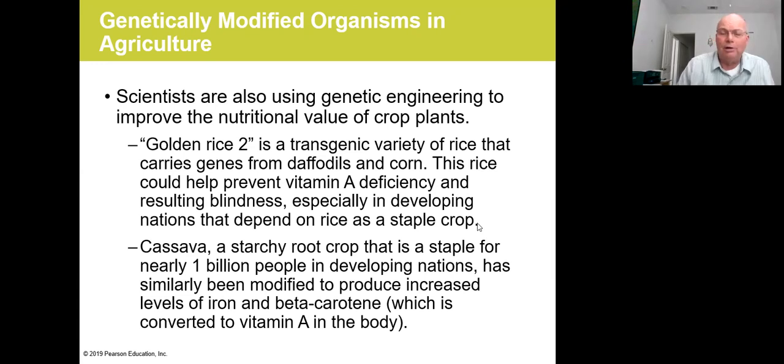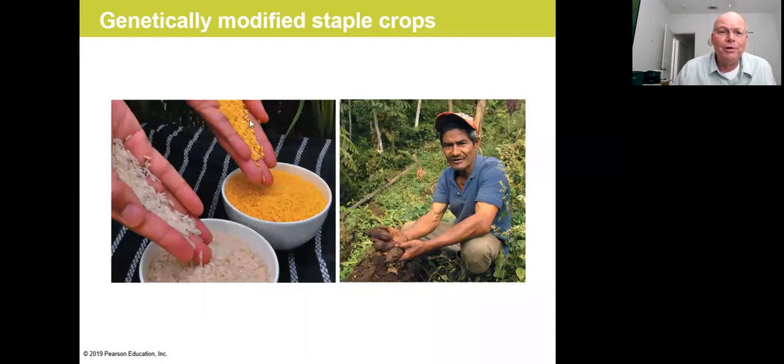Then another example, and I'll show you a picture of these two, is what is referred to as golden rice. And you can see the golden rice. Here's normal rice, here's golden rice. You can see why it's called golden rice. And then sweet potatoes. Now, you know that sweet potatoes are a natural orange-yellow color. That's because they contain a substance called carotene. Now, carotenes, and particularly beta-carotene, are important because they are the source of vitamin A. It's a symmetrical molecule, and when you cut it in half, the two halves are vitamin A molecules.